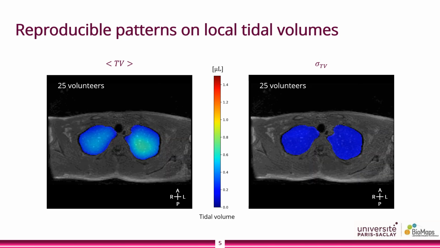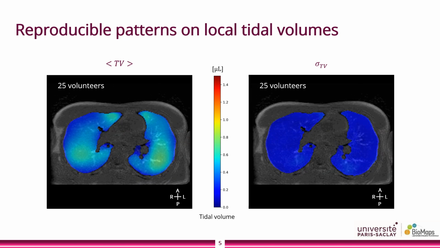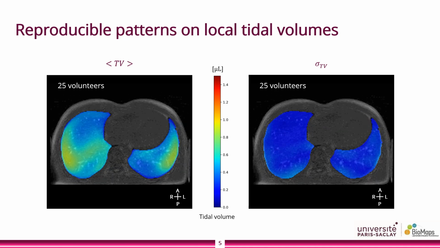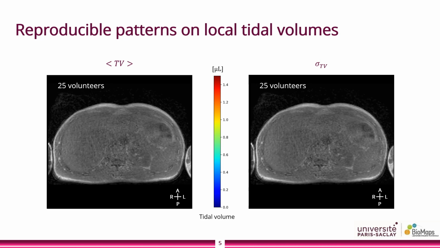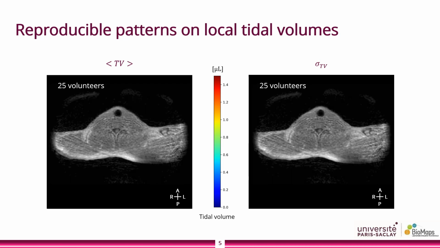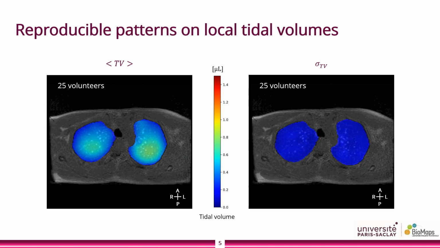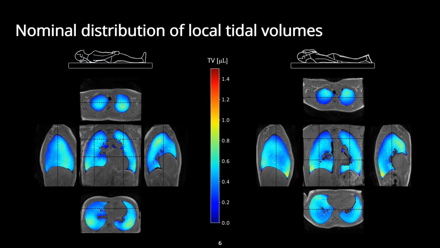When we analyze the mean and the standard deviation across the volunteers, we can notice that values are largely inhomogeneous across the lung with patterns that appear. But these patterns are really well reproducible across the volunteers, demonstrating a good reproducibility across volunteers. And this good reproducibility of functional patterns is found for the three biomarkers evaluated here.